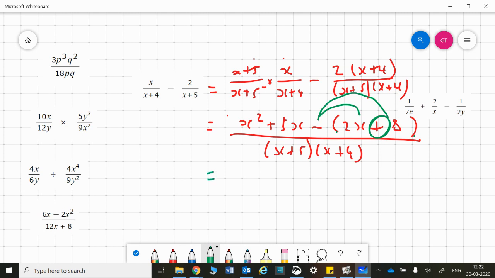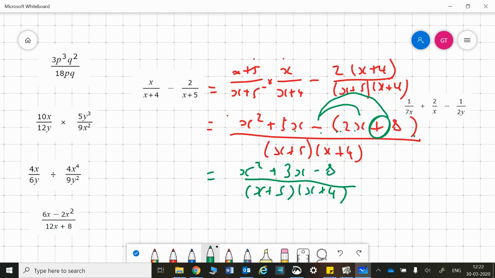Now because I'm running out of space, I'm going to do this all at once, which is a bit naughty, but you can put an extra line of working out. So we've got x squared here, and 5x take away the 2x gives us 3x, and then we've got minus plus 8, so it's minus 8 there as well. And we've still got x plus 5 and x plus 4 on the bottom. And now that is simplified.